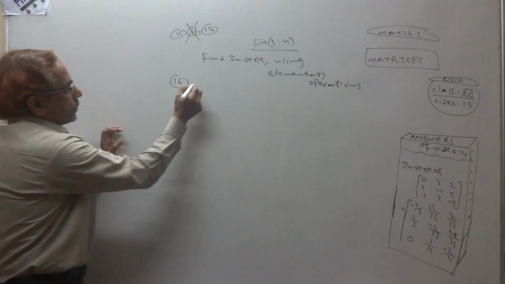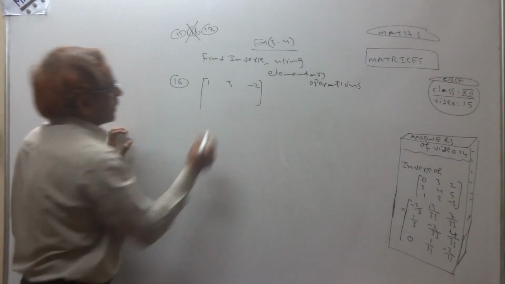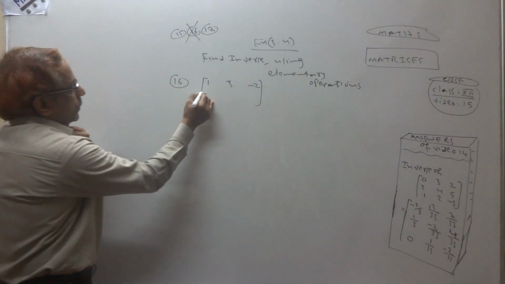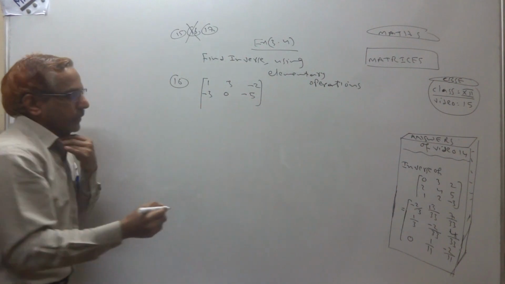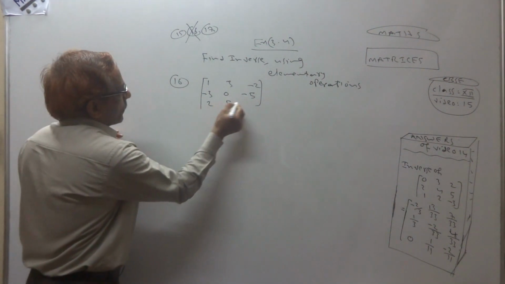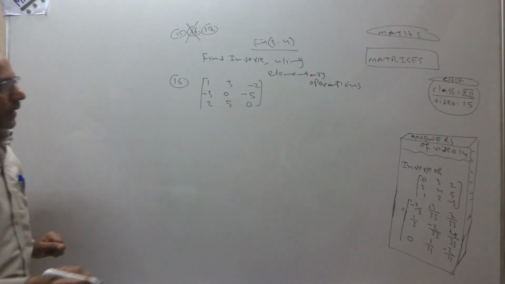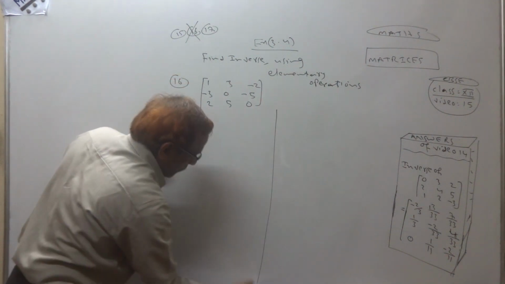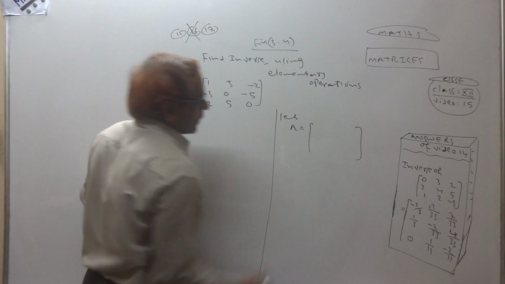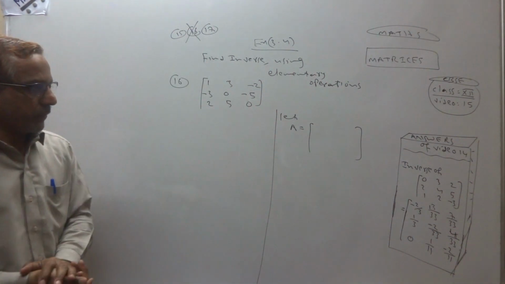Question number 16: find the inverse of the matrix 1, 3, minus 2, minus 3, 0, minus 5, 2, 5, 0. You know that this is a long answer type, a 6 marks type question. So first we suppose it by A. That is the answer of the last video, you can check this.